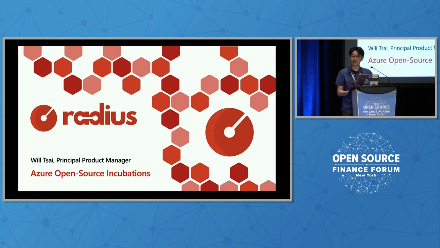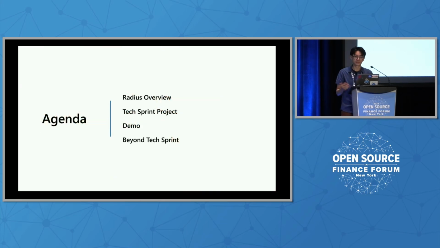All right. So today I wanted to talk to you about a new project that our group has been working on called Radius. But before we get into it, let's give an overview of the agenda. I'll begin by giving you an overview of the Radius project. We'll talk a little bit then about the tech sprint that we worked on with the FinOS community and what we were able to deliver as part of tech sprint this year. We'll give a quick demo of the stuff we built during the tech sprint, and then we'll talk a little bit about what's forward-looking for the tech sprint and for the project.